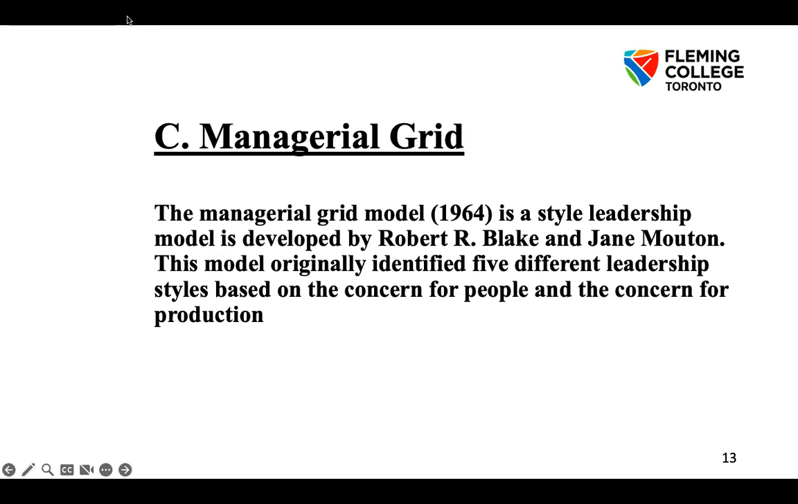Fine. So let's talk about the managerial grid. What is it, and how will we use it in our project? The managerial grid model was created in 1964. It is a leadership style model developed by Robert and Jane. This model originally identified 5 different leadership styles, based on concern for people and concern for production.